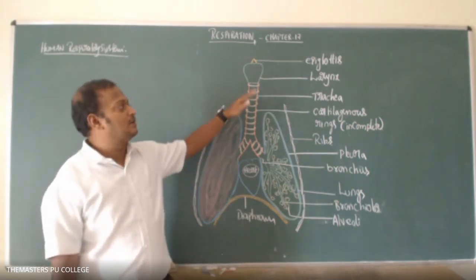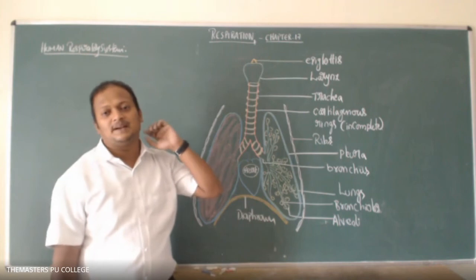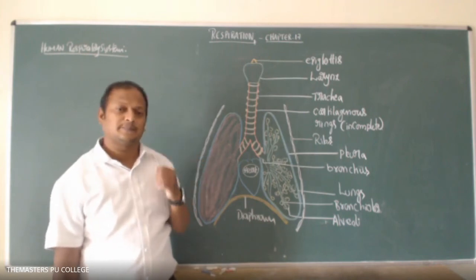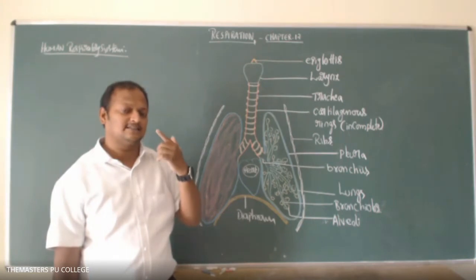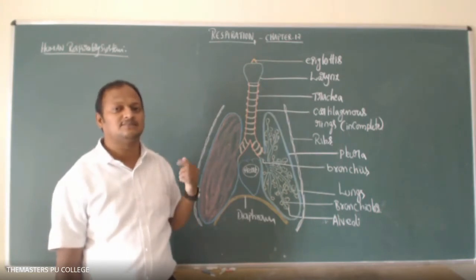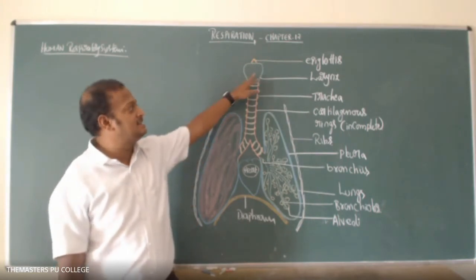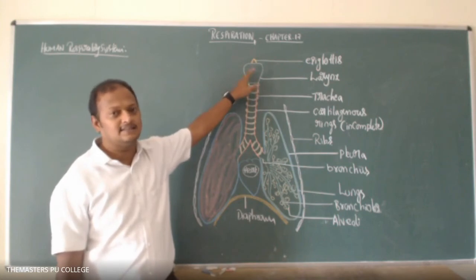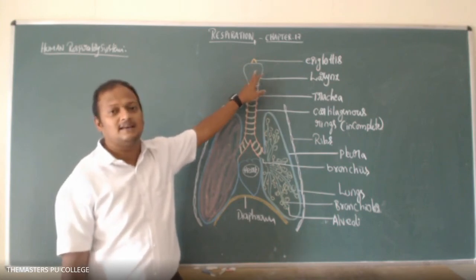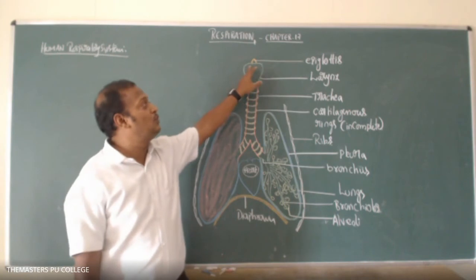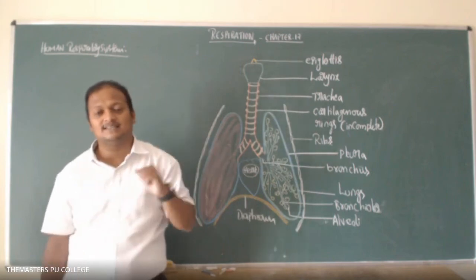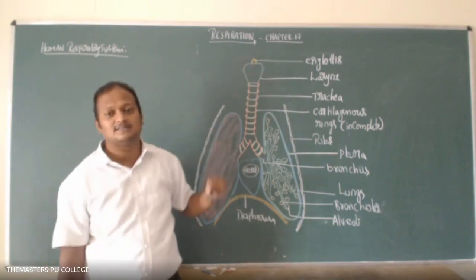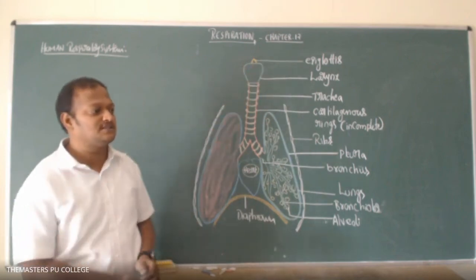So in the respiratory system, what are the parts? The nose is also included: external nostrils, nasal chamber, internal nostrils, pharynx. The pharynx leads into the larynx. In this diagram, the larynx is given. The opening of the larynx is covered by the epiglottis, a small cartilaginous structure. We already discussed it in the digestive system.